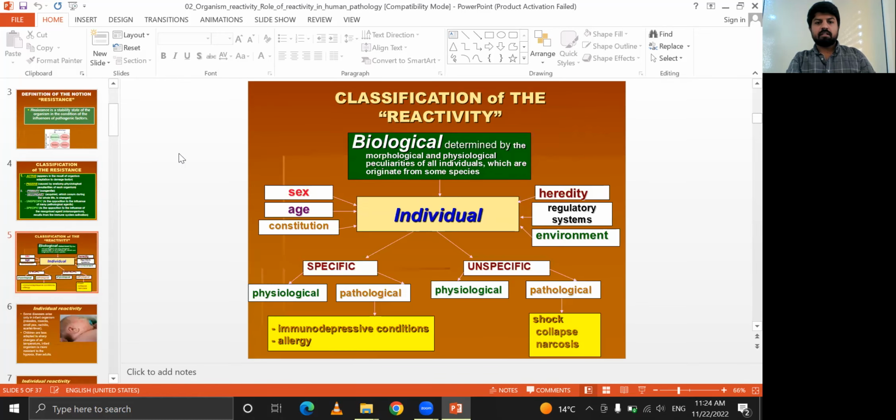The classification of reactivity: the biological one is determined by morphological and physiological peculiarities like sex, age, constitution, heredity, and environment. It is also divided into specific and unspecific. Specific is physiological and pathological, and unspecific is the physiological.